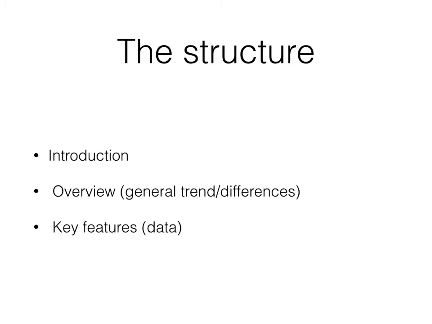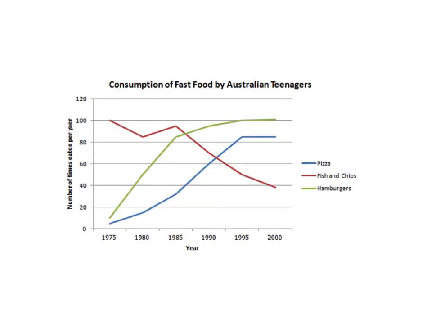Next in our structure is the overview. Remember, this is a general statement of main trends, differences, or stages. So we're thinking here about the overall changes. What changes occurred in the consumption of these 3 fast foods over the 25-year period? Well, in 1975, fish and chip consumption was high. Aussie teens ate this about 100 times in that year. But by 2000, consumption had fallen to under 40 times.